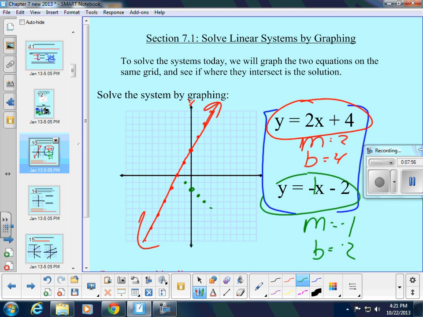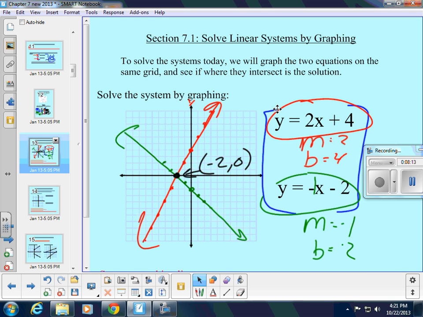And if I reverse direction, as you can see here, I end up plotting that point that I plotted earlier in the red line. So there is an exact point where these two lines intersect. Here it is. And that point looks to be (-2, 0). So that would be the solution to this system.